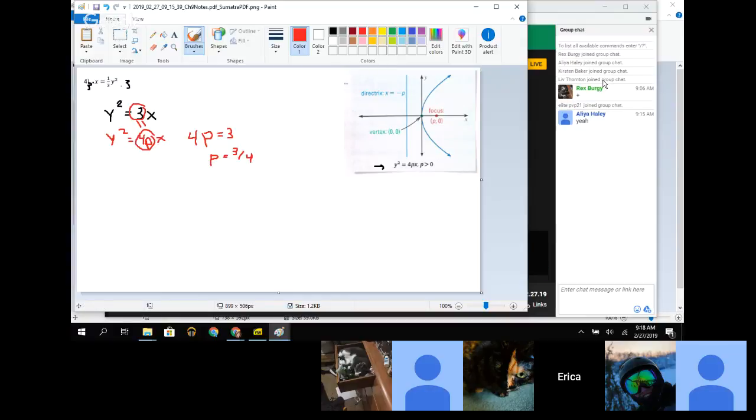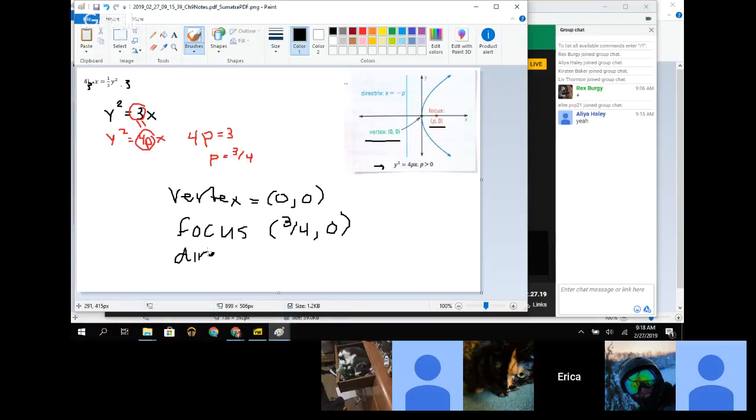My vertex, right? My vertex is at 0, 0. My focus is at p, 0, and p is 3/4. So my focus is at 3/4, 0. And my directrix is at x equals negative p, x equals negative 3/4.